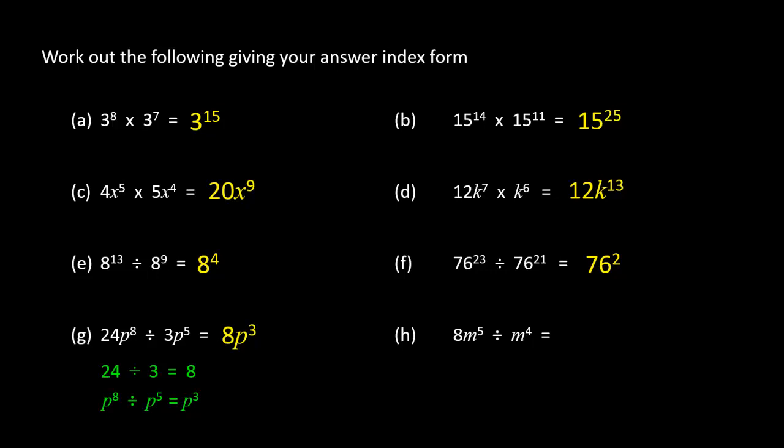And on H, 8 divided by 1, because M to the power 4 is really just 1M to the power 4, but we don't write the 1, is 8. And then when we got the M's, M to the power 5 divided by M to the power 4 is M to the power of 1, and M to the power 1 is just M. So our answer is 8M. If you get any wrong, go back and make sure you can do them. And that's it. So before we go, let's just have a little final recap.